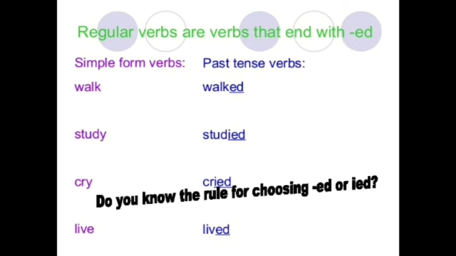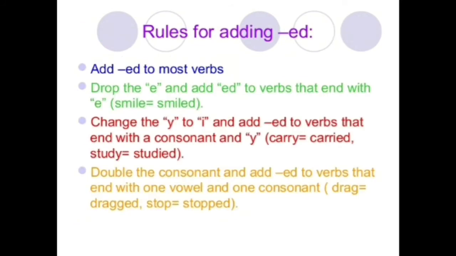Regular verbs are verbs that end with ed. For example, walk, walked, study, studied, cry, cried, live, lived. Rules for adding ed: add ed to most verbs. Drop the e and add ed to verbs that end with e.